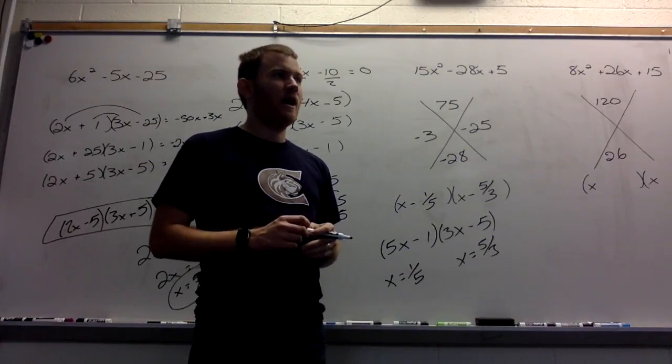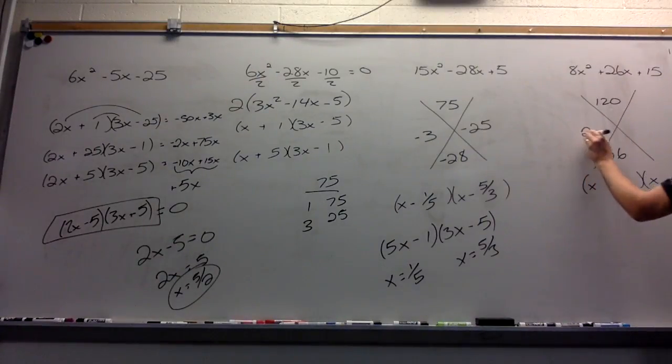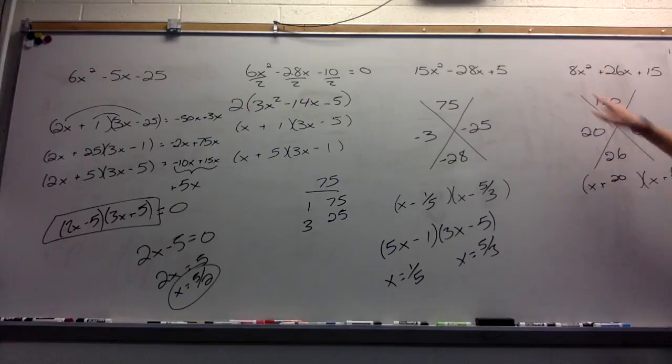And it actually ends up being the combination of 20 and 6. 20 and 6 multiply to 120. And they add to 26, and so that gives us the two numbers to put in our parentheses, plus 20 and plus 6. They're both pluses because they're both positive. If this was positive and negative, you would do x plus 20 and x minus 6. And then because we multiplied by 8 at the beginning, we have to divide by 8 now. We reduce the fractions, and that turns it into x plus 5 over 2 and x plus 3 over 4.